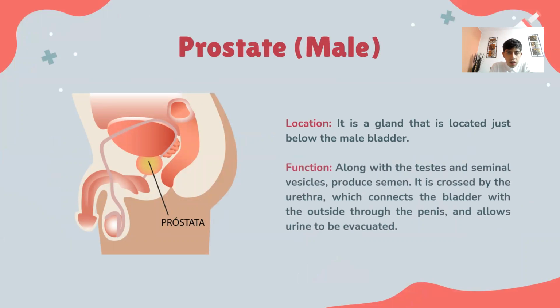Prostate. This is a gland that is only in the male body, and it's located just below the male bladder. Its function, along with the testes and seminal vesicles, is to produce semen. And it is crossed by the urethra, which connects the bladder with the outside through the penis and allows urine to be evacuated.